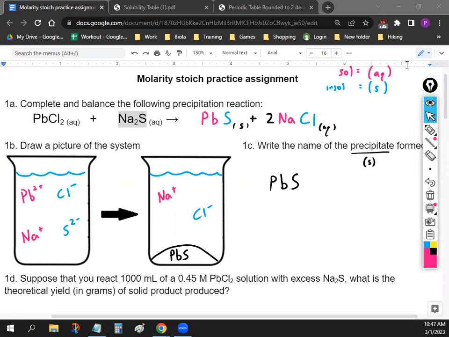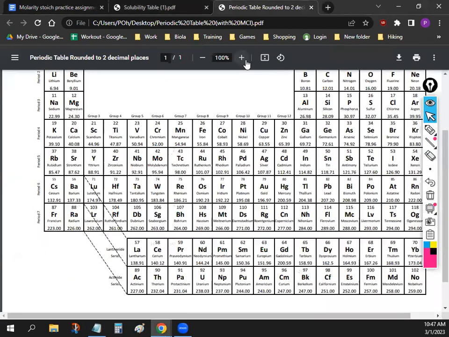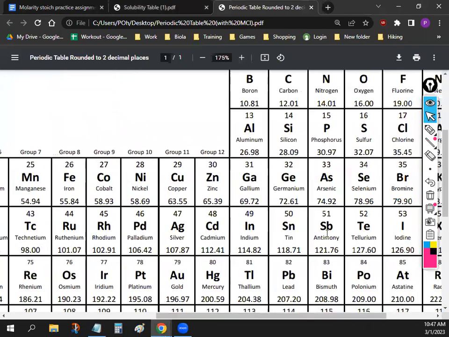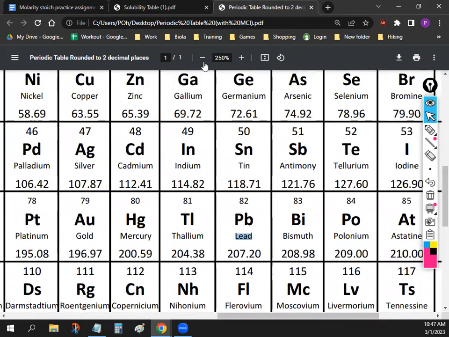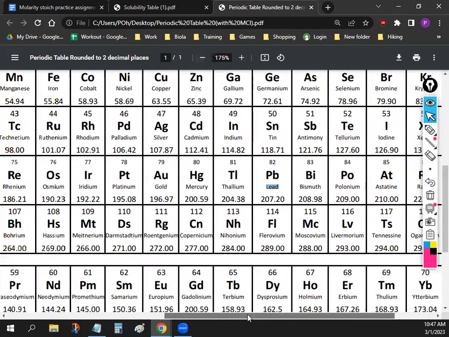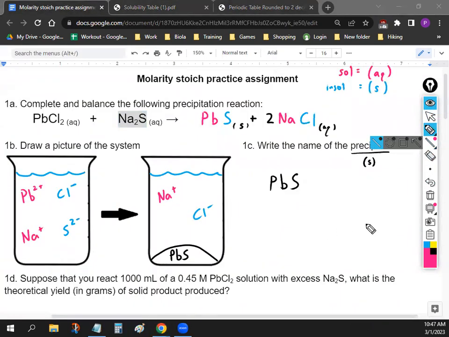Okay, so what we're going to do is look at the periodic table to figure out the name of these elements. So first, we have Pb. If we take a look at the periodic table, what's the name for Pb? Yeah, lead, right here, kind of at the bottom right-ish, number 82. Okay, so we're going to write lead. Now lead is positive 2, right? So we're going to put a (II) behind it.